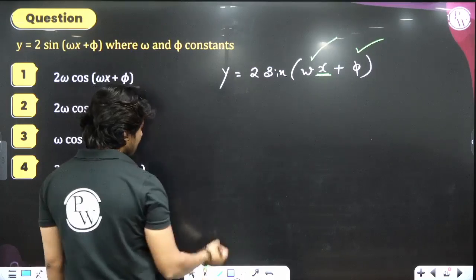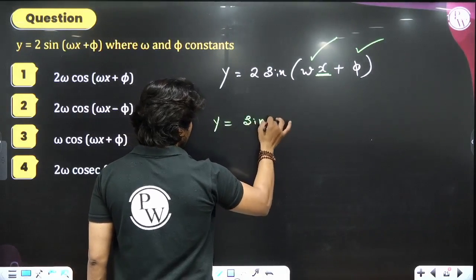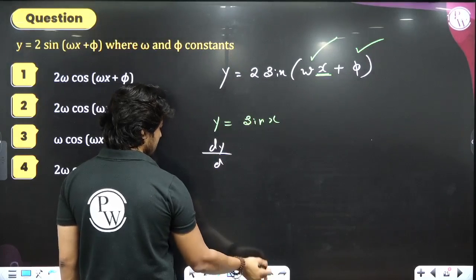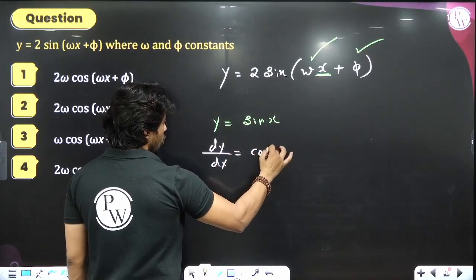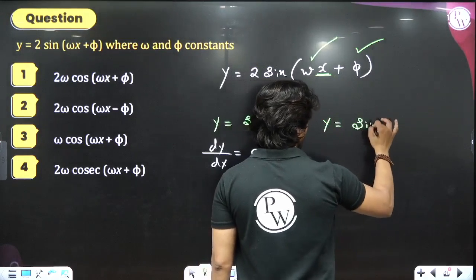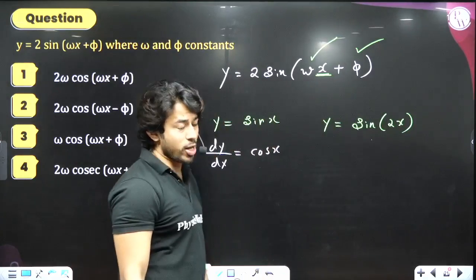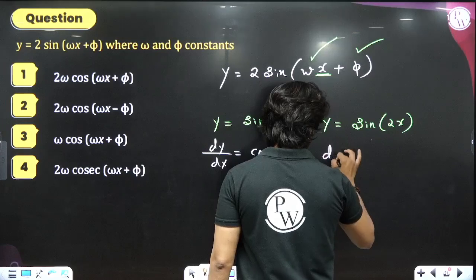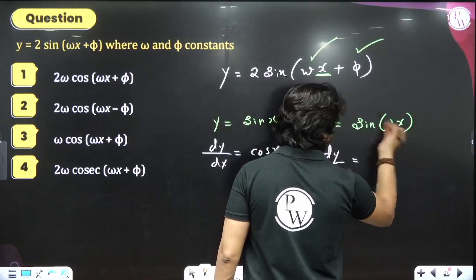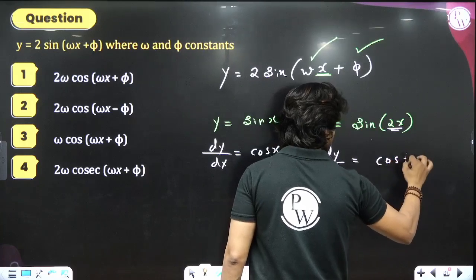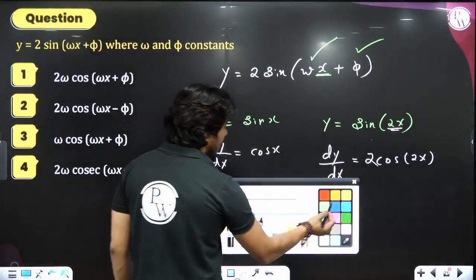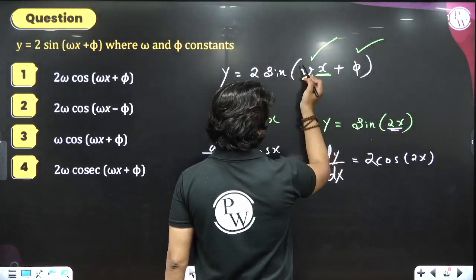Okay. If simply I give you the equation y equals sin x, what would you say regarding the differentiation? You are going to say that dy by dx equals cos x. If I give you the function y equals sin of 2x, now what are you going to say? You are going to say that dy by dx is cos of 2x, and the 2 comes out. This is 2 cos 2x. Okay. That means the constant that is with the variable comes out as it is.